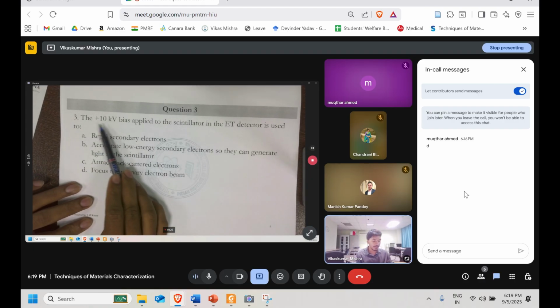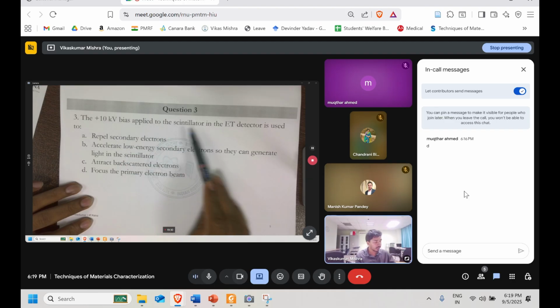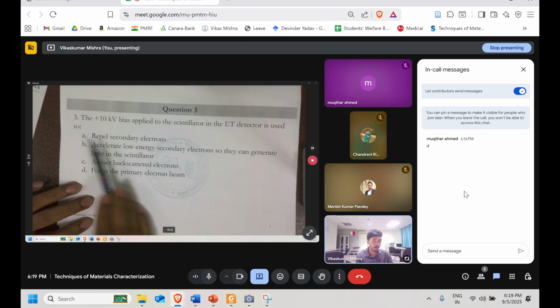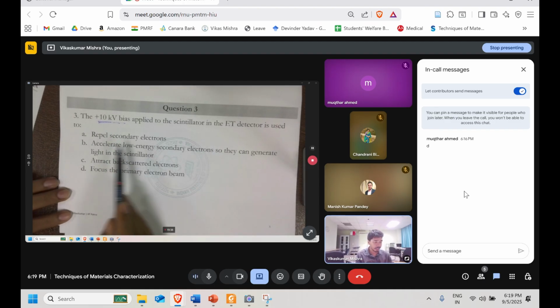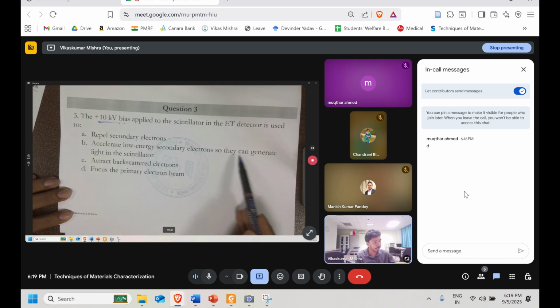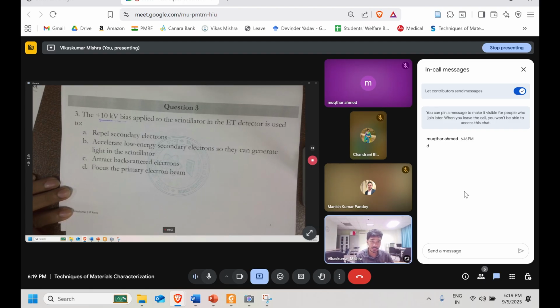The plus 10 kV bias applied to the scintillator in the ET detector is used to. Why are we applying this much bias? First one, repel the secondary electron. Second, accelerate the low energy secondary electron so that they can generate light in the scintillator. C, attract the backscattered electron. D, focus the primary electron beam. What do you think? What will be the right answer here?